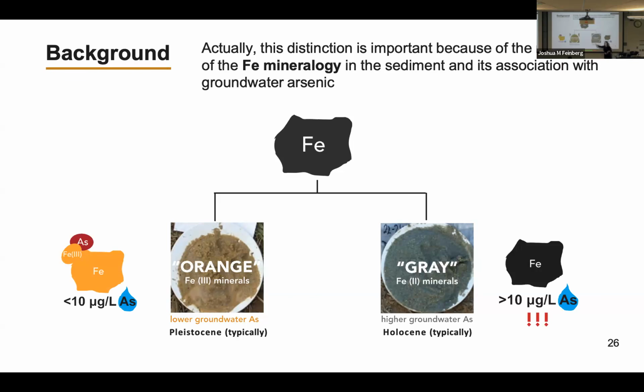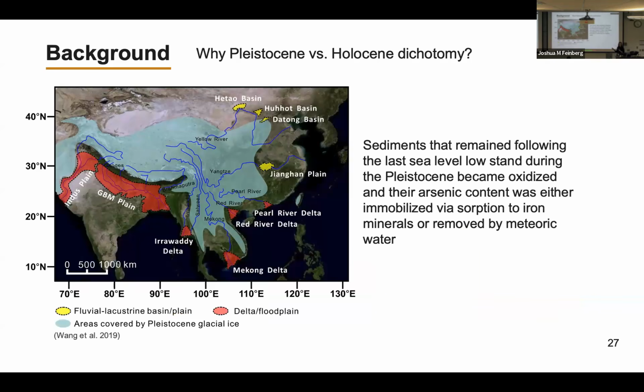So in your orange sands, you expect there to be low arsenic, with arsenic still sorbed onto your iron(III) minerals, while in the gray sands, you would expect there would be reduction occurring and high arsenic. So just a brief background on, maybe you're thinking, why is there this dichotomy between the Pleistocene and Holocene sediments? Well, it was suggested that sediments that remained following the last sea level low stand during the Pleistocene either became oxidized, and then their arsenic content was either immobilized via sorption onto the iron minerals, or it was removed by meteoric water, kind of flushed out after deglaciation.